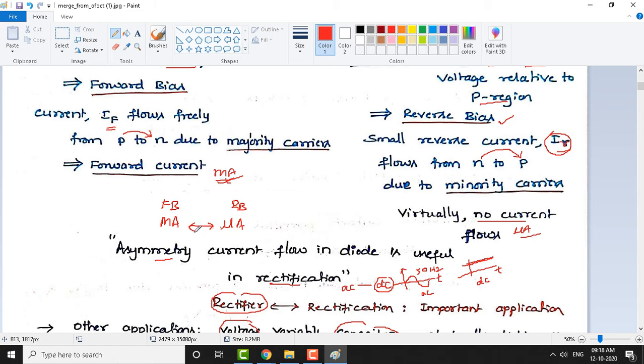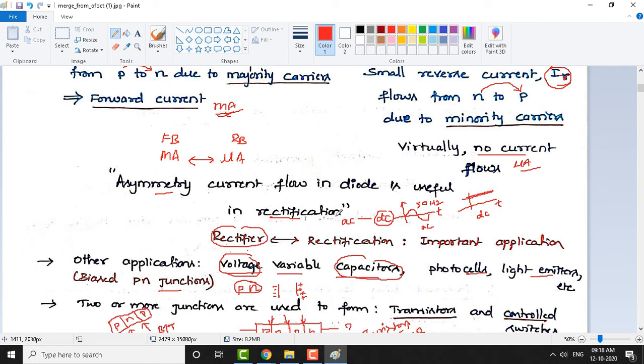This asymmetrical current flow is used in a variety of applications, like rectification. Rectification means converting AC to DC. AC means it's sinusoidal, any signal of this sort. You might have seen AC voltages at your homes that oscillate at 50 hertz. This type of AC waveform you need to convert into DC for applications like laptops and mobile charging. You need to have a DC instead of AC.